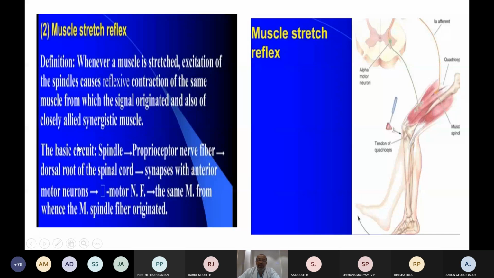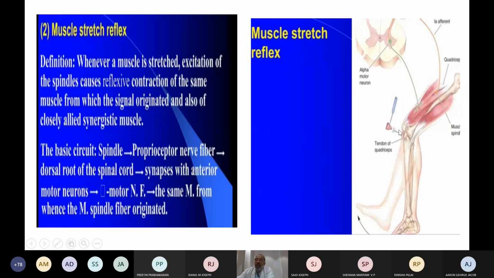What is the basic circuit? Stimulating the proprioceptor nerve fiber, from there to the dorsal root of the spinal cord. From there, it synapses with the anterior motor neurons. From there, the information is conducted to motor nerve fibers, and to the same muscle where the muscle spindle originated. The information is brought back to this muscle.